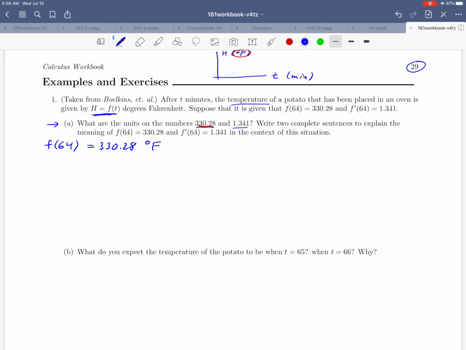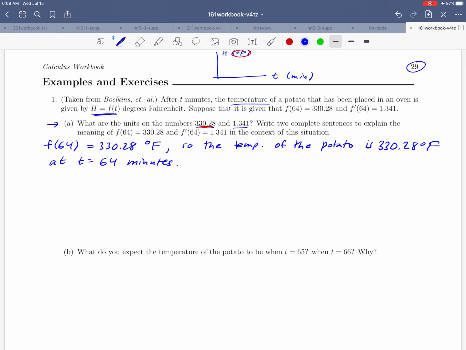Let's go ahead and write an interpretation now. The temperature of the potato is 330.28 degrees Fahrenheit at t equals 64 minutes. So 64 minutes after the potato was put in the oven.